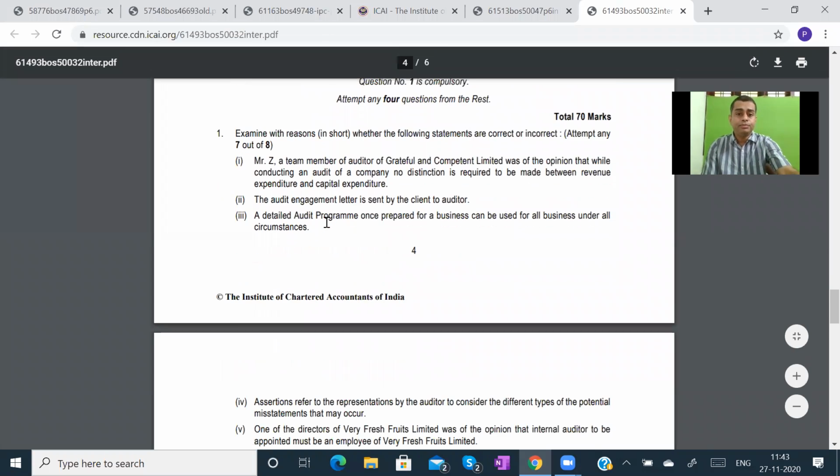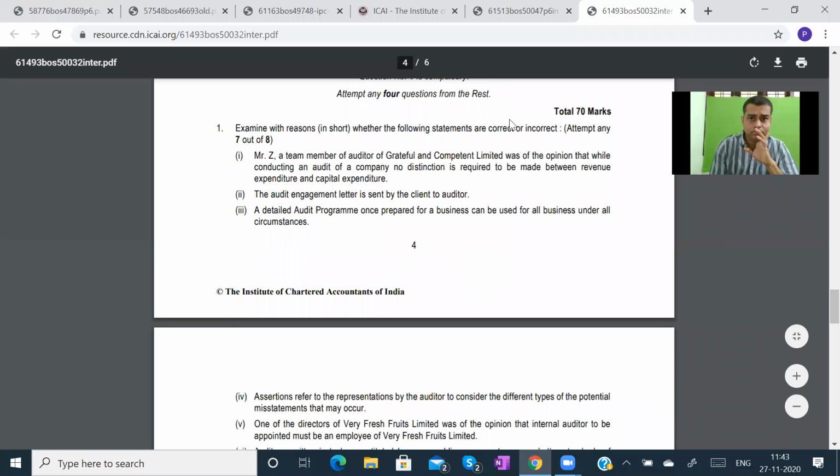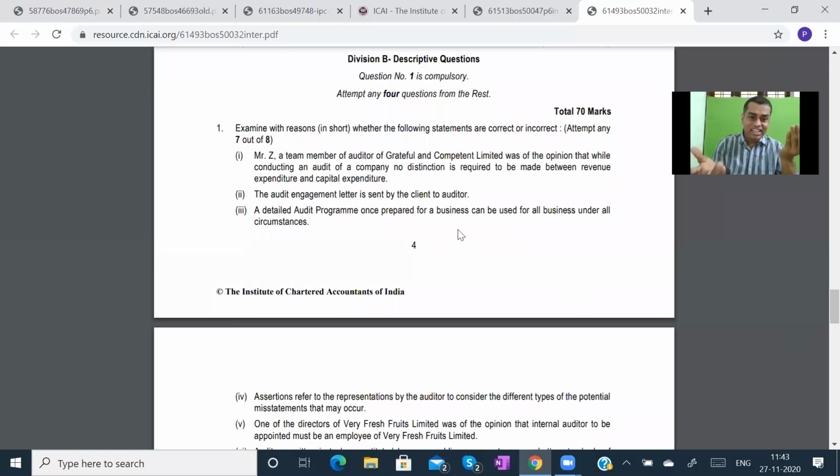Descriptive questions, division B. Examine with reasons, in short, whether the following statements are correct or incorrect. Attempt any 7 out of 8. 1. Mr. Z, a team member of the auditor of Grateful and Competent Limited, was of the opinion that while conducting an audit of a company, no distinction is required to be made between revenue expenditure and capital expenditure. Seriously, boss, then what is audit if you are not making a distinction between revenue and capital expenditure? So tell me, is one correct or incorrect?